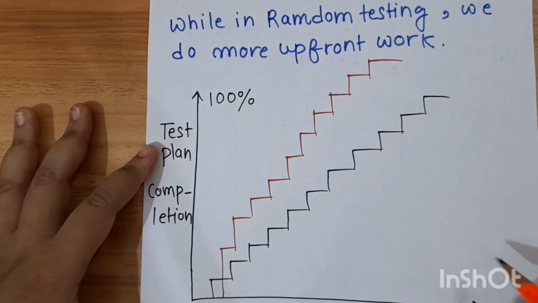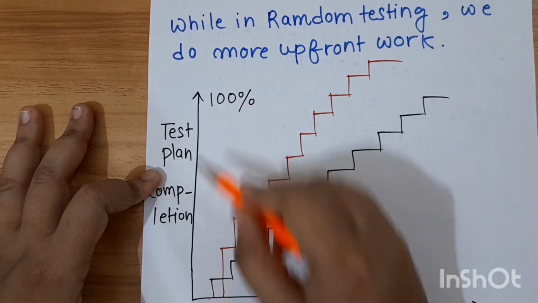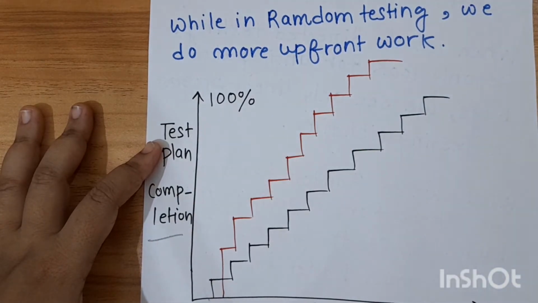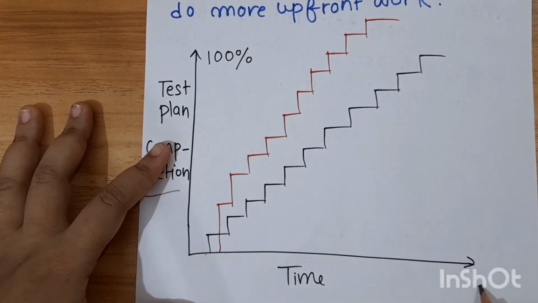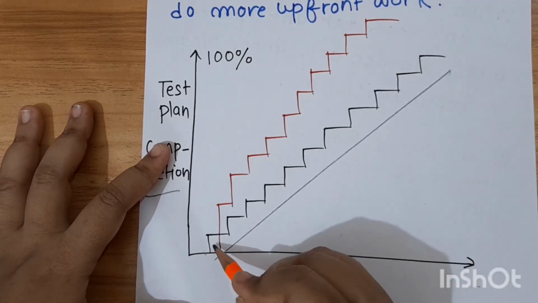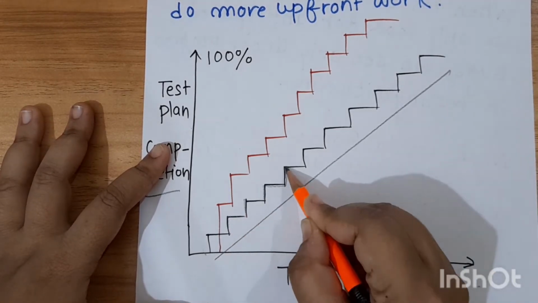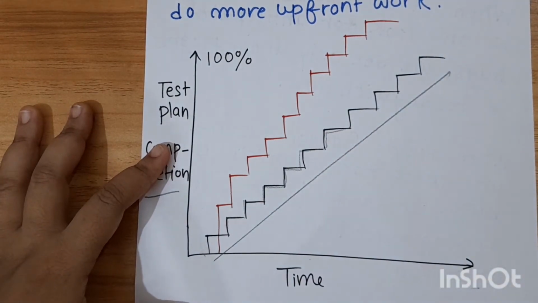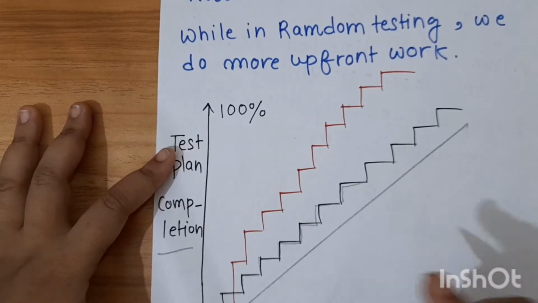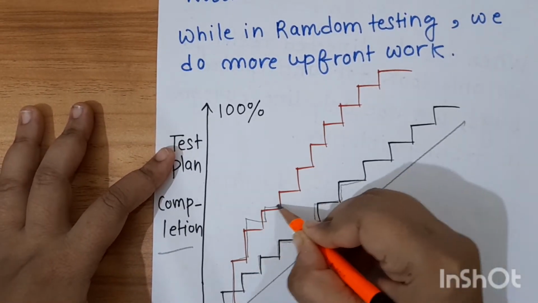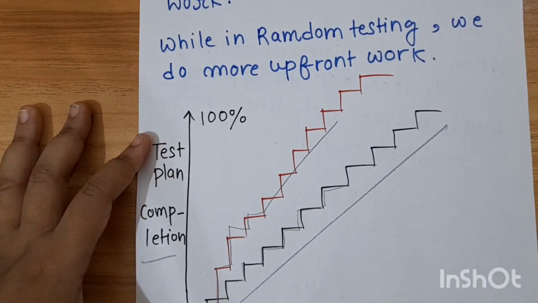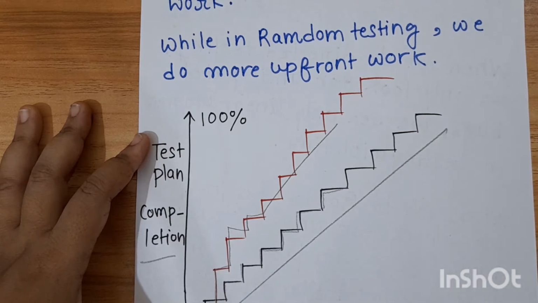So this figure shows the test plan completion on the y-axis, and here on the x-axis I have the time. You see this black staircase is for the linear progress, that is for anticipated bugs, that is directed testing. While this red staircase shows the exponential increase in verification. It shows the random testing.